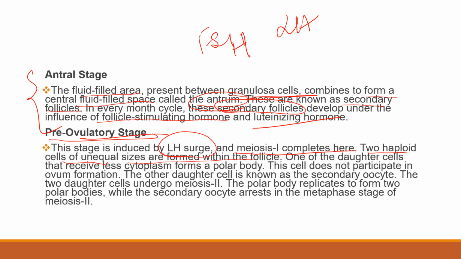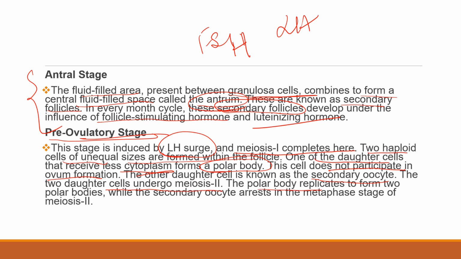One of the daughter cells receives less cytoplasm and forms a very small polar body. This cell does not participate in ovum formation, as ovum formation is from the secondary oocyte. The other daughter cell formed inside the secondary follicle is the secondary oocyte. The first small polar body does not take part in ovum formation, and the secondary oocyte undergoes meiosis 2.